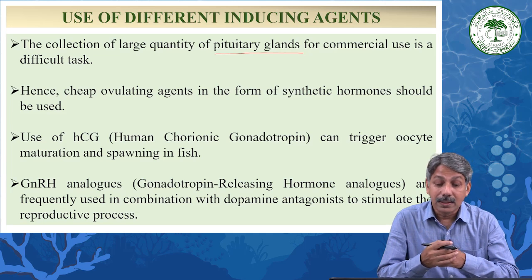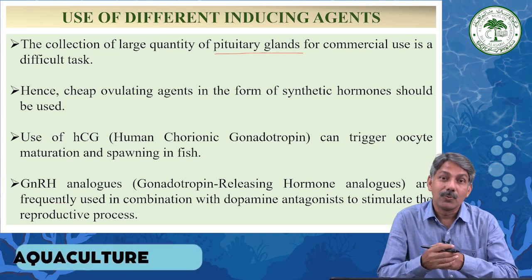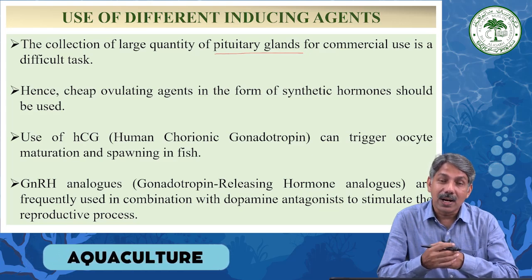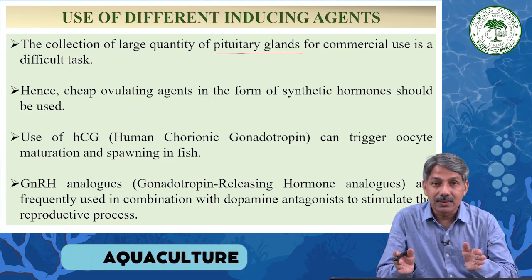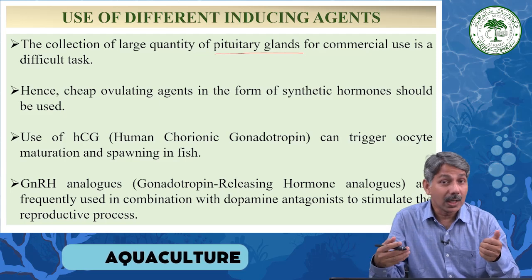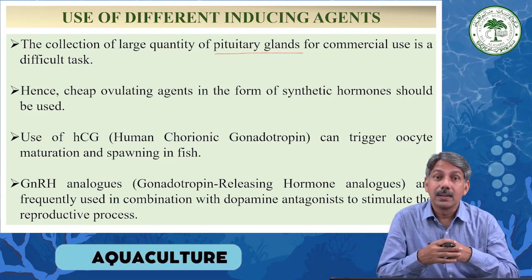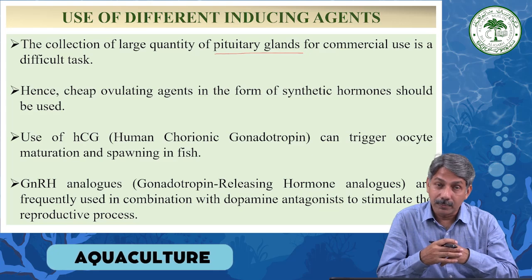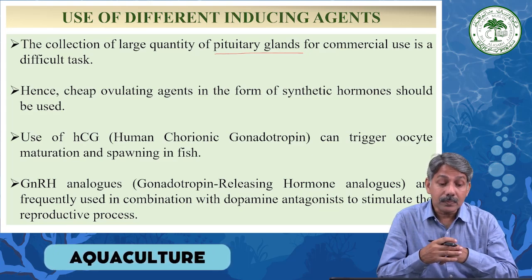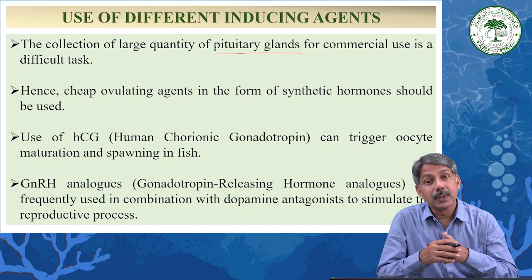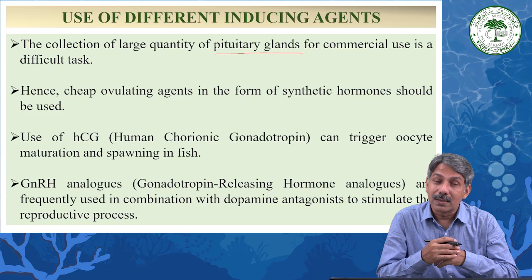So, what happened? There are many other inducing agents. In fact, what we do in induced breeding, we simply try to simulate the conditions in which the fish can respond to factors which can influence gonadal maturation and spawning. For spawning, there should be the release of gonadotropins which influence the gametes to release, and to get it at the desired time, we often take the help of inducing agents.